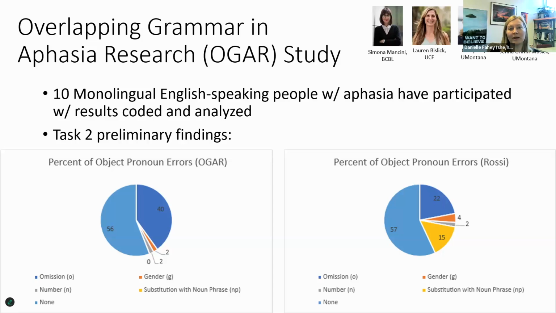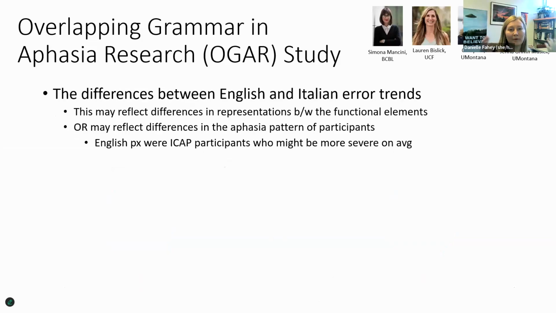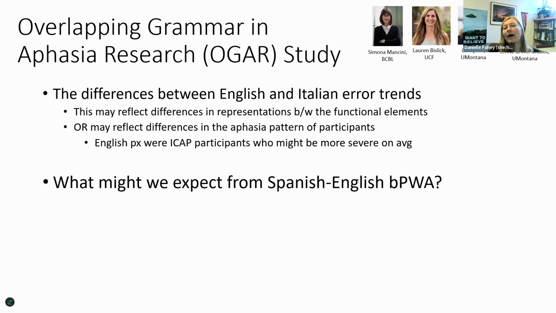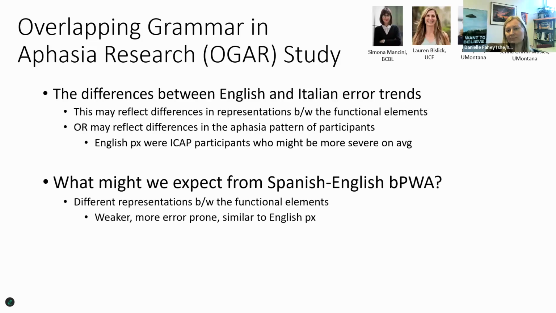We see a lot more variability in the types of errors that Italian speakers were making. So why might this be? Well, it might reflect differences in the underlying representation of that structure between speakers of English and Italian. So the functional element itself might be different between these languages. On the other hand, it might just be differences in who we recruited so far. Our English patients here were participating in an intensive comprehensive aphasia program, and on average, they're on the more severe side.